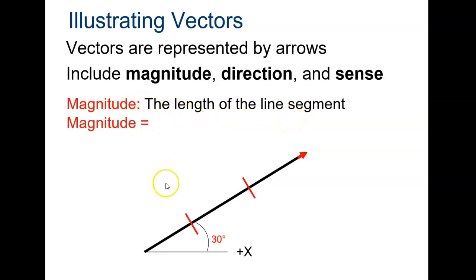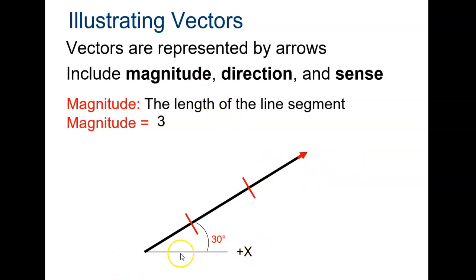So magnitude is, in this case, the length of the line segment. So if you look at this and you break it down, it would be in three sections: 1, 2, and 3. Can you see that? Yeah, that's how much, right? Magnitude, how much. Direction, which way is it going?